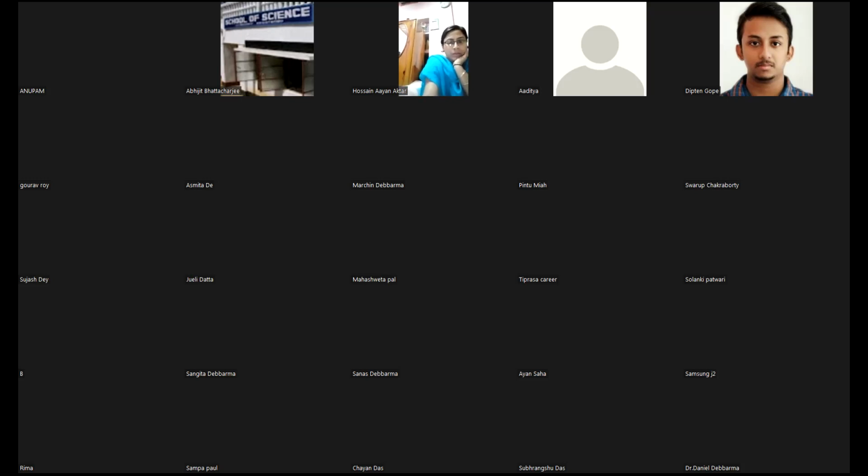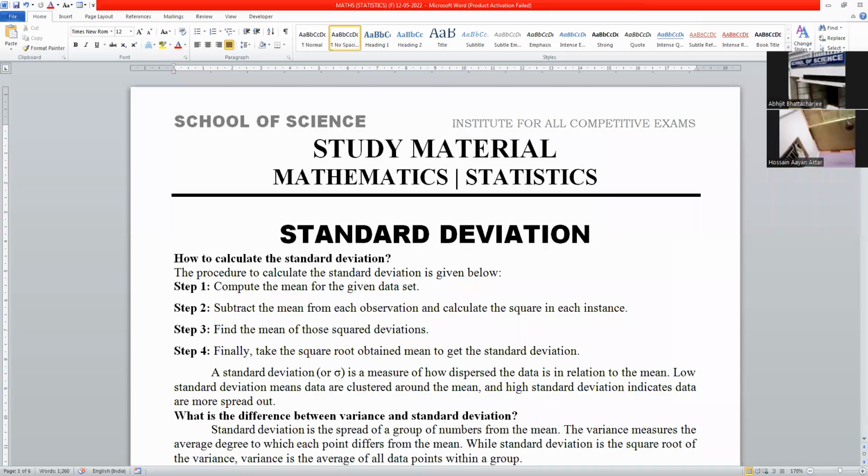So please see the screen. All of you see the screen. What it appears is standard deviation. First of all, how to calculate the standard deviation. The procedure to calculate the standard deviation is given below. Step 1 is compute the mean for the given data. Second step is subtract the mean from each observation and calculate the square in each instance. Step 3, find the mean of those square deviations. And step 4, finally take the square root of the obtained mean to get the standard deviation.